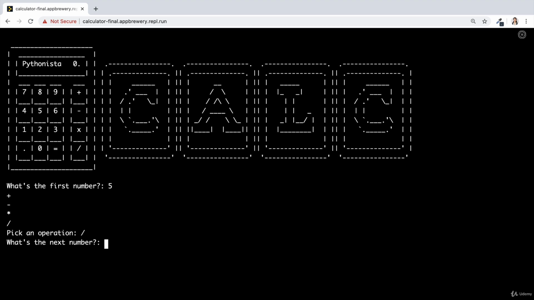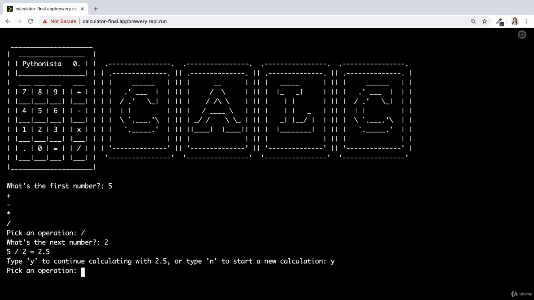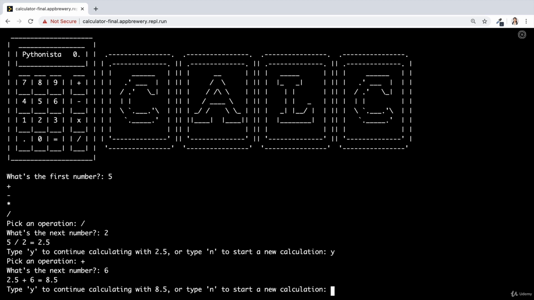So I'm going to divide this by 2. And then it shows us the full calculation, 5 divided by 2 equals 2.5. And now we can continue calculating with the answer from the previous step, or we can type n to start a new calculation. Let me type y, and maybe I'll do 2.5 plus 6. And now I get 8.5.